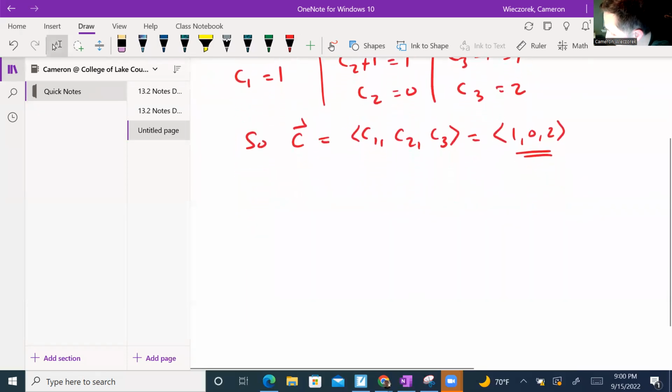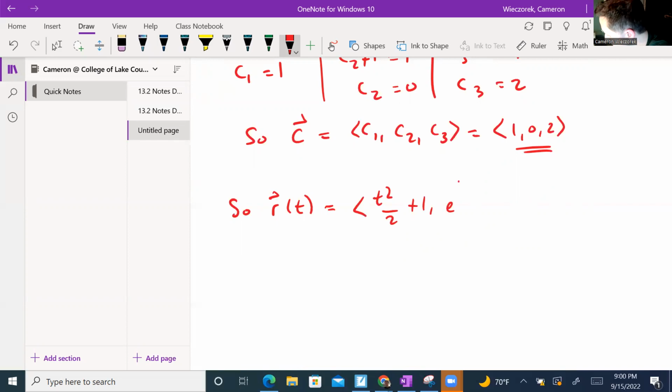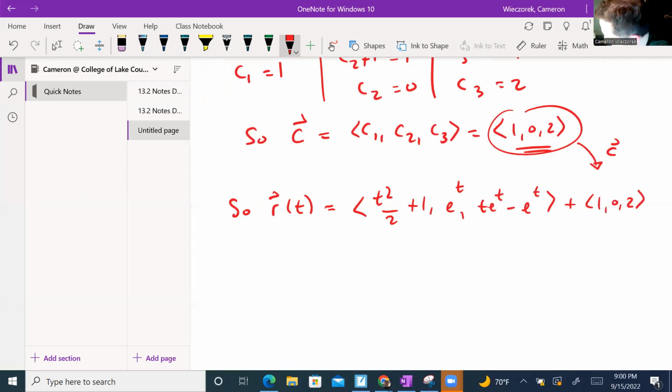So to finish the problem, they asked for the original space curve. What was r of t? Well, before we had t squared over 2, plus 1, e to the t, e to the t minus e to the t, plus the constant vector, but we just found the constant vector. That's this. This is c. And last but not least, I can combine the components together. I can put the first components together, the second components together, and the third components together.